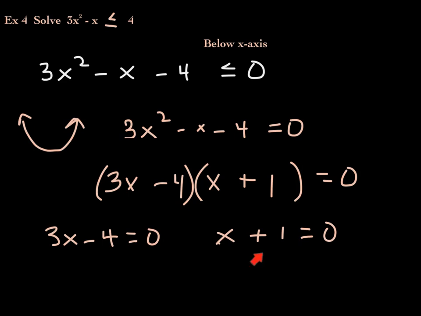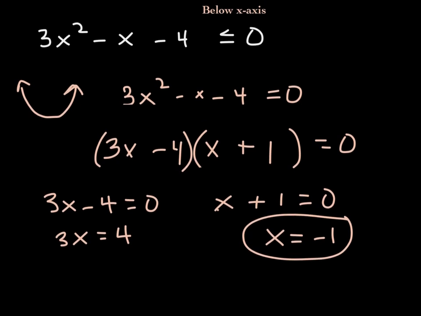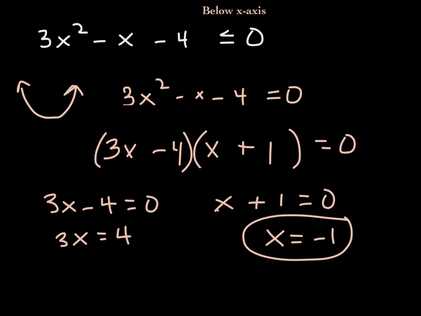Here, when you subtract 1 from both sides, you get x is equal to negative 1. That's an x-intercept. Over here, you're going to have to add 4 to both sides, which gives you 3x is equal to positive 4. And then you'll have to divide both sides by 3, which is going to give you x is equal to 4/3. This is the other x-intercept.